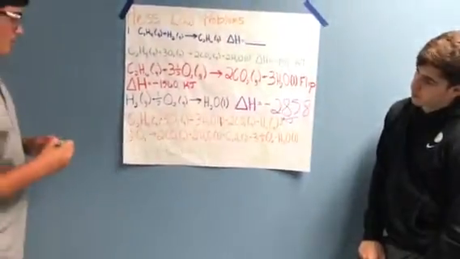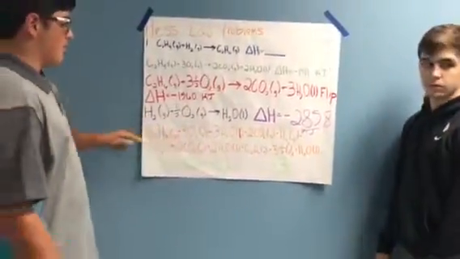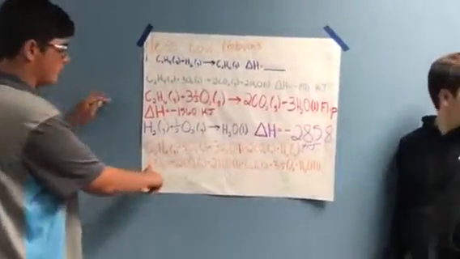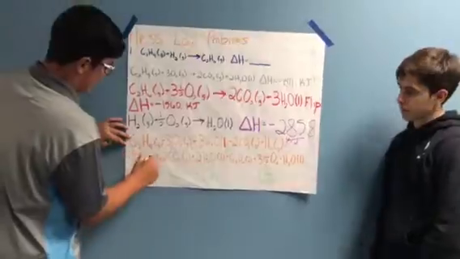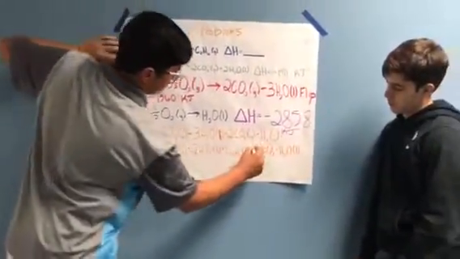And then what you end up being able to do is, since this one here has 3 O2s, and then this one has 1/2 O2, you can end up crossing both of these out right here, and then you could end up being able to cross out this O2 as well.